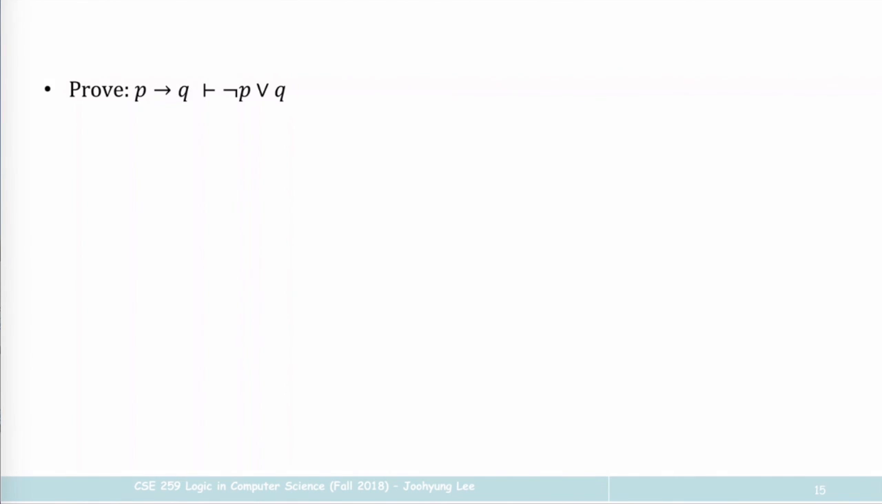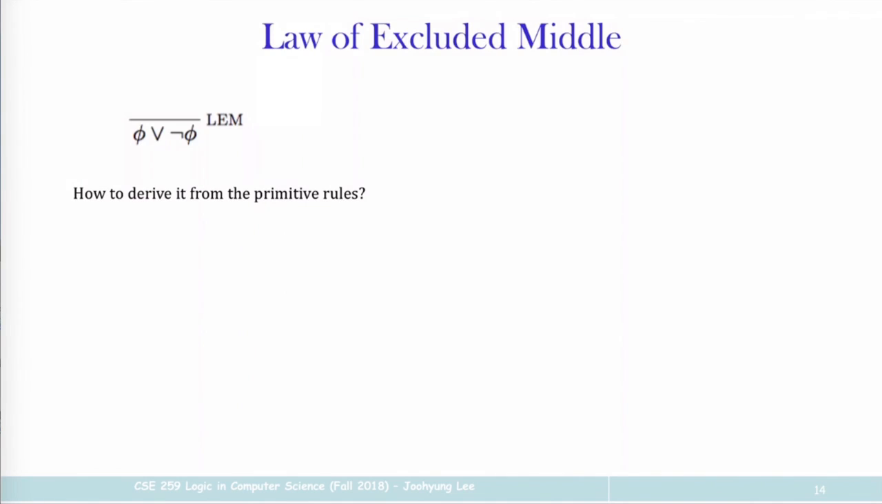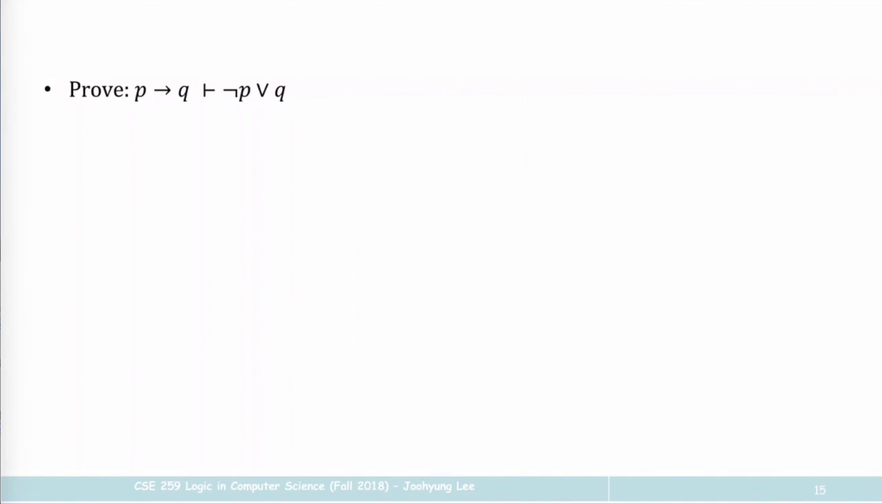But this rule is also very difficult to use because you have no clue what to use as phi. So let's look at an example. Here we have seen a similar derivation before, where from not P or Q, we derived P implies Q. But the opposite direction of derivation is also possible. So here we want to derive not P or Q from P implies Q. Okay? So this is the magic rule that I'm going to use.